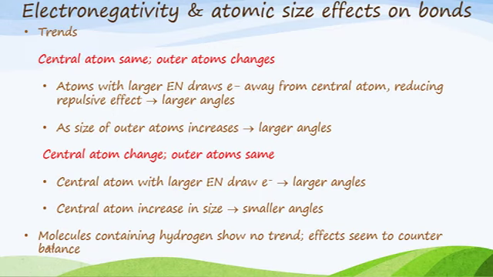What happens when we change the central atom and we keep the outer atoms the same? Again, the central atom that has a larger electronegativity is going to draw electrons away. We're going to see larger angles. But when we have a look at the central atom increasing in size, we're going to see a decrease in angle, which you should have picked up on the previous slide. If you go back in the video, you'll see what I'm talking about. Molecules containing hydrogen don't show too much of a trend, and in fact, sometimes the effects seem to counterbalance one another. But in general, we find that these trends do exist.